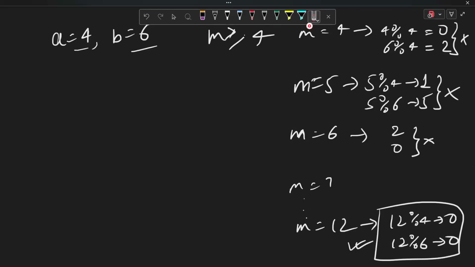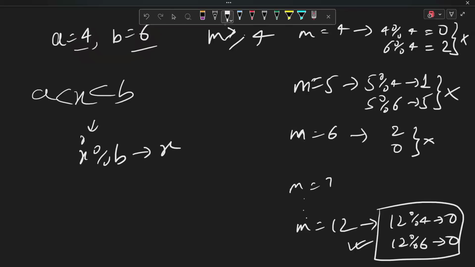Whatever M you take in between, like 4 and 6, for 4 it would give some remainder, and for 6 it would be equal to X. So when X is in between A and B, then X mod B is going to give me X only, but X mod A is going to give me something less than X.